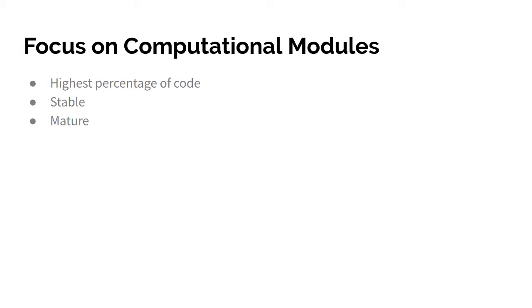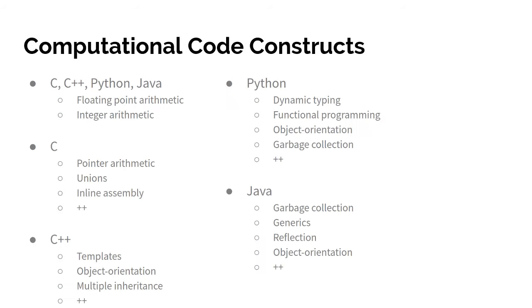Let's now focus on computational modules. As I said earlier, this is the highest percentage of code of a software system. This is the most stable part of a software system, and it is the most mature, technologically wise. Now, what are some of the computational code constructs that we encounter? For example, in C, C++, Python, and Java, we have floating point arithmetic and integer arithmetic.